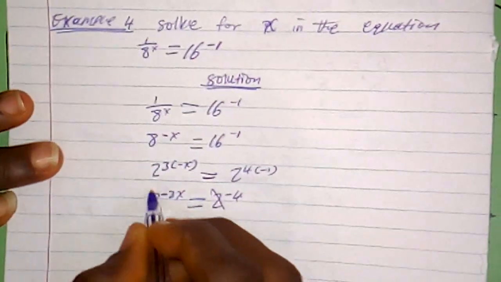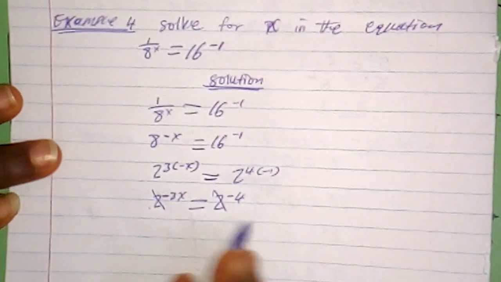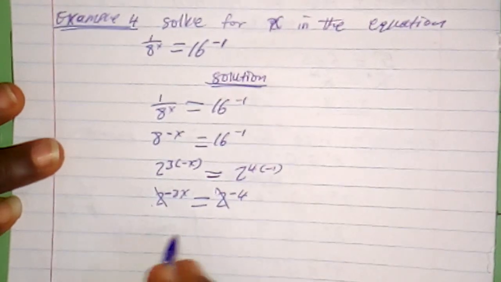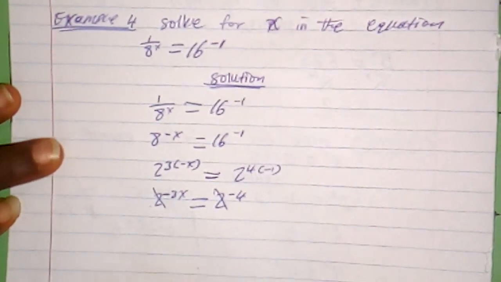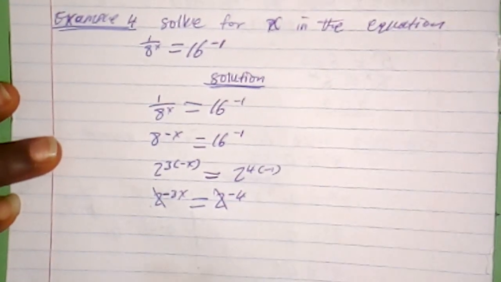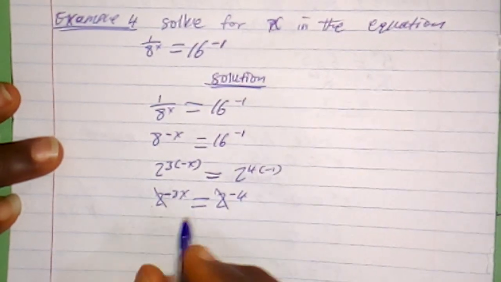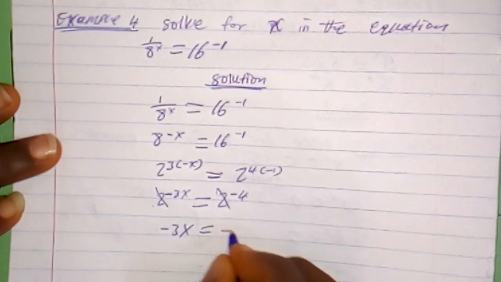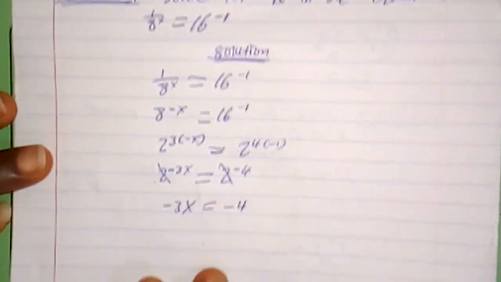So you see power 2, so we cancel. Yeah, we cancel the base. Now we move what? The power. We equate the powers. In other words, we put now the power into equation. The first power is what? Minus 3x, equals to, the second power is what? Minus 4.